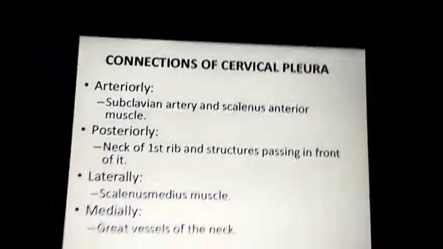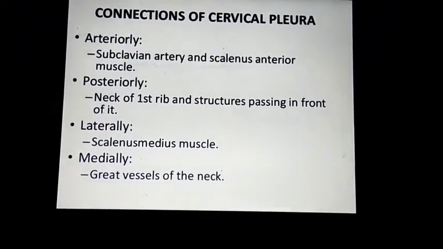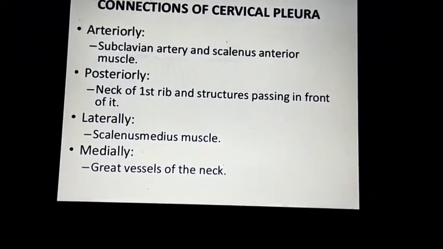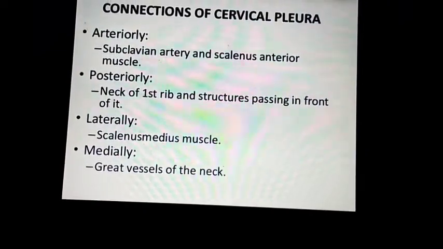Contents of the cervical pleura. What are they? Okay, the connections of the cervical pleura. Anteriorly, subclavian artery and scalenus anterior muscle.